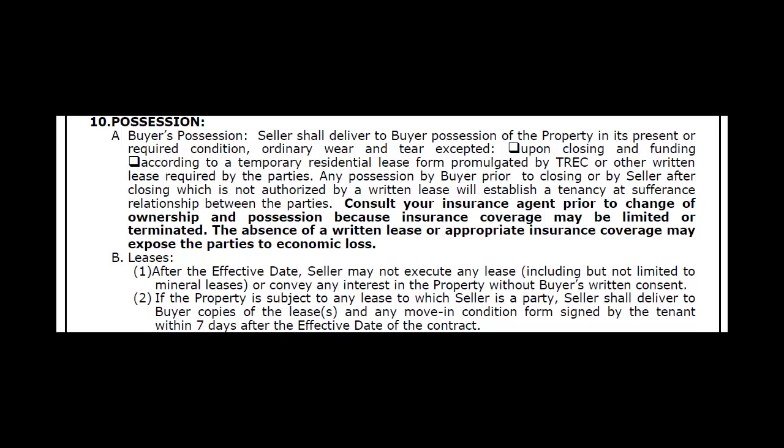If the client's going to use a temporary residential lease, then first of all, the lease can't be more than 90 days. You have to use the Texas Real Estate Commission promulgated leases. And another thing is that I never recommend for my client to get involved in this. I know it helps convenience-wise, but it also exponentially increases the possibility of a complicated situation.